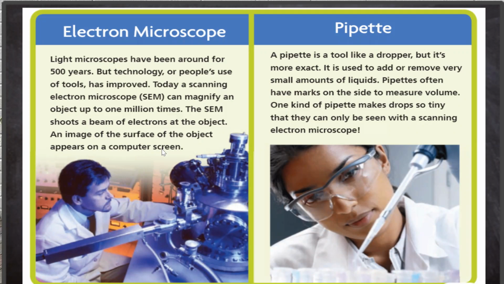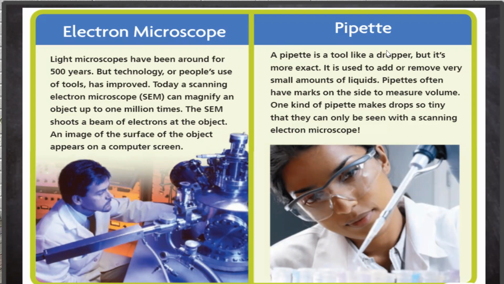Thank you for trying. Yes, it uses electricity, but we say electron microscope because it can magnify the object up to 1 million times. Guys, this is too big. And the SEM shoots a beam of electrons at the object. So the picture will be on a screen on a computer. That's why we call it electron microscope.